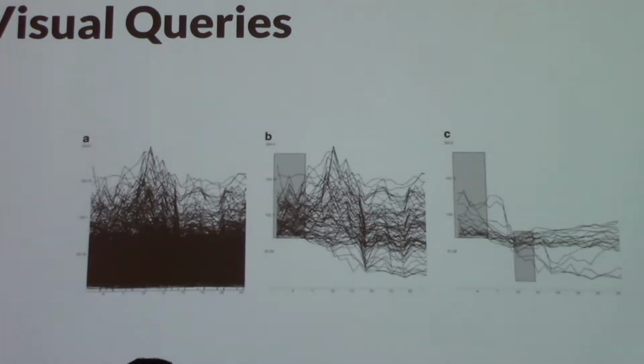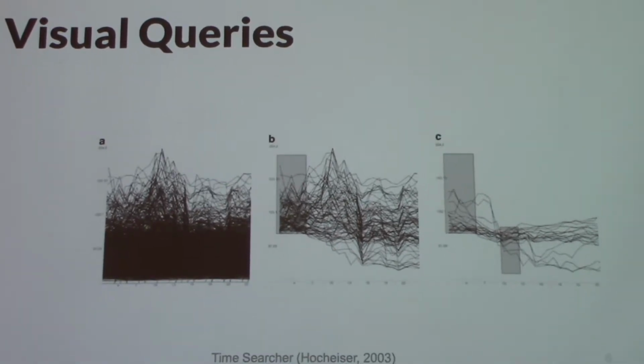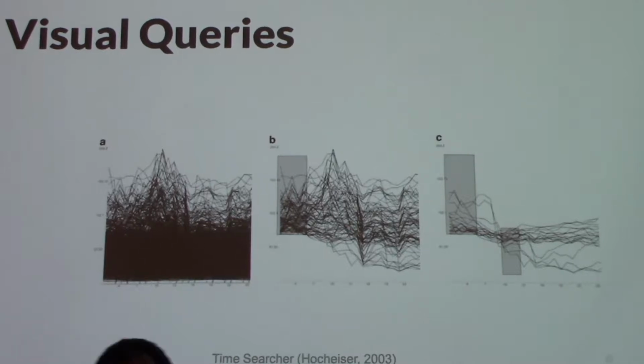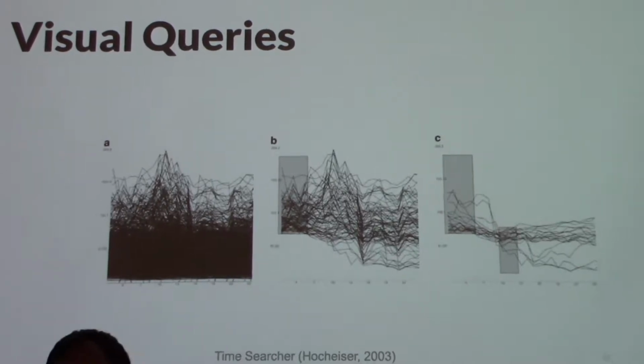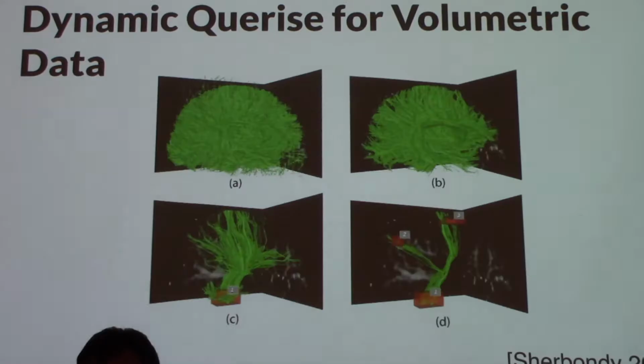You can do this with various things. So you can also simply do these rectangular brushes on the space. You can do angular brushes to define angles, and so on. So these visual queries, they're very powerful and they're very common. You can do lasso selections. All of these are possible.